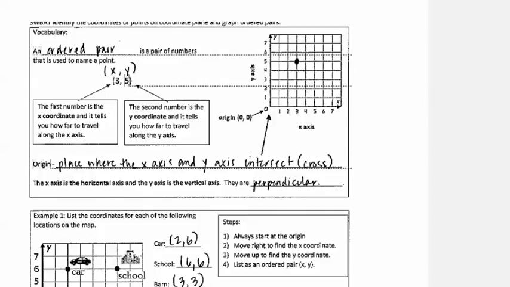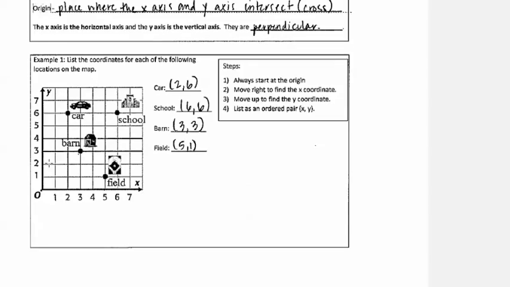Then go ahead and for this first one, you're identifying what the coordinates are for each one of these. We always start at the origin. Then we move right to find how many units on the x-axis. So for the car, I'm moving 2 units here, and then I can move up to see that this is 6 units here. So this coordinate is 2, 6. We always do x first and then y. Our coordinates are always inside parentheses with a comma between them.